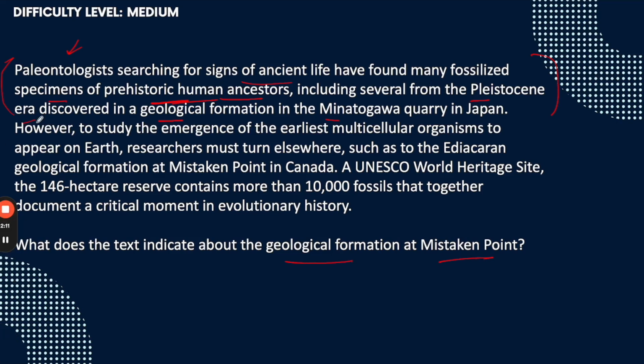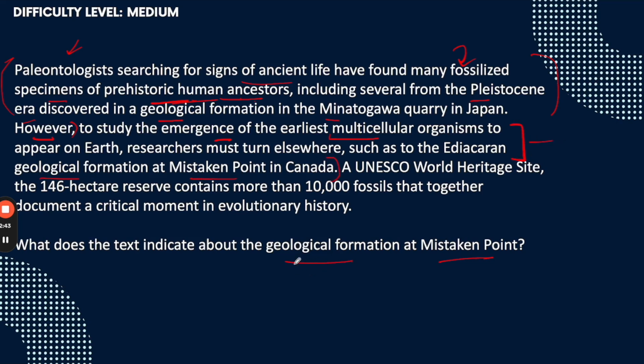So, what is the contradictory bit over here? The first sentence told me that paleontologists were able to find many fossilized specimens of prehistoric human ancestors in a particular place. But in order to understand the emergence of the earliest multicellular organisms, they have to go somewhere else. Researchers must turn elsewhere, such as to the Ediacaran geological formation at Mistaken Point in Canada. Geological formation, Mistaken Point, I like this location already.